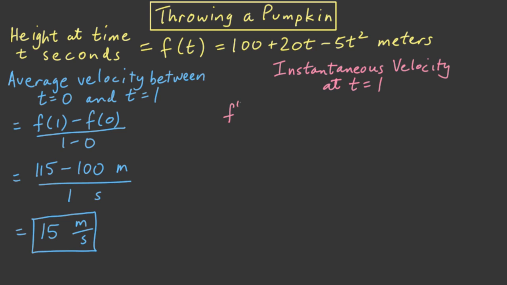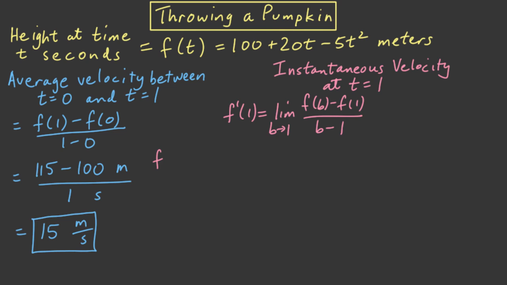Now, instantaneous velocity is asking for a derivative. So we want f prime of 1, and we'll use our limit definition. So f prime of 1 is defined to be the limit as b approaches 1 of f of b minus f of 1 divided by b minus 1.